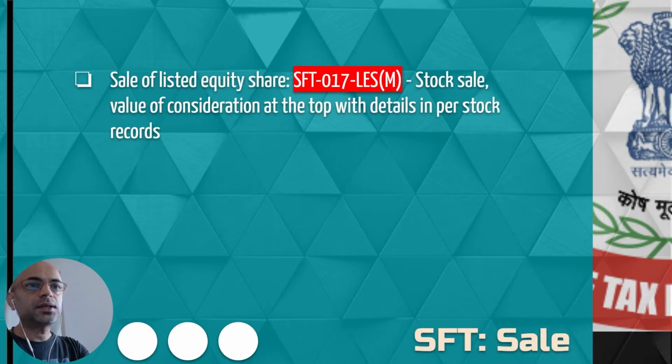SFT017 LES will indicate the sale of any stocks through your broker, and the value of consideration at the top will have the total sale value, with details in the individual records.